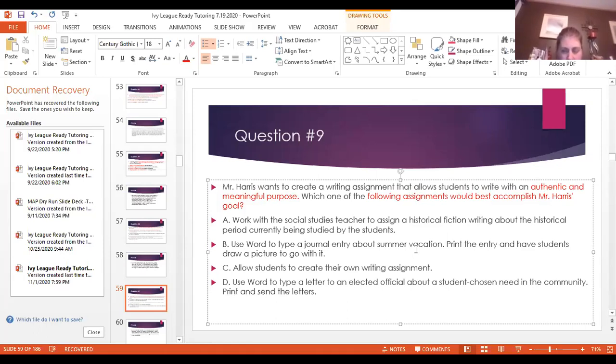Keywords here is authentic and meaningful purpose. That's the buzzwords here. That's the keywords. You can go ahead and put your answer in the chat.